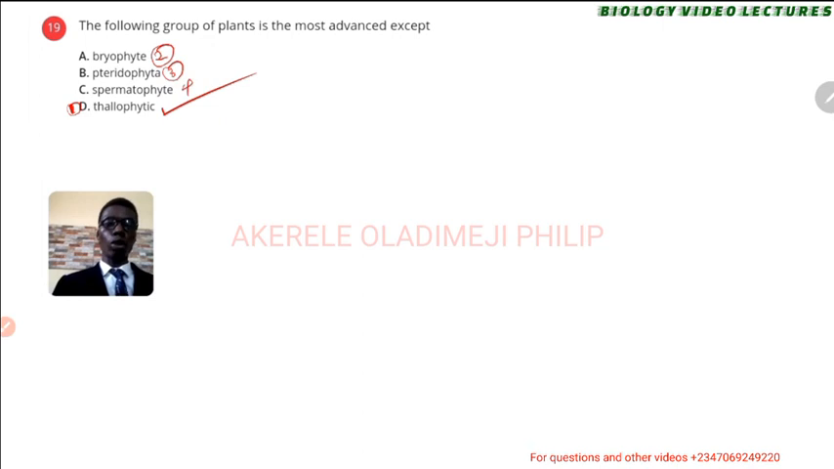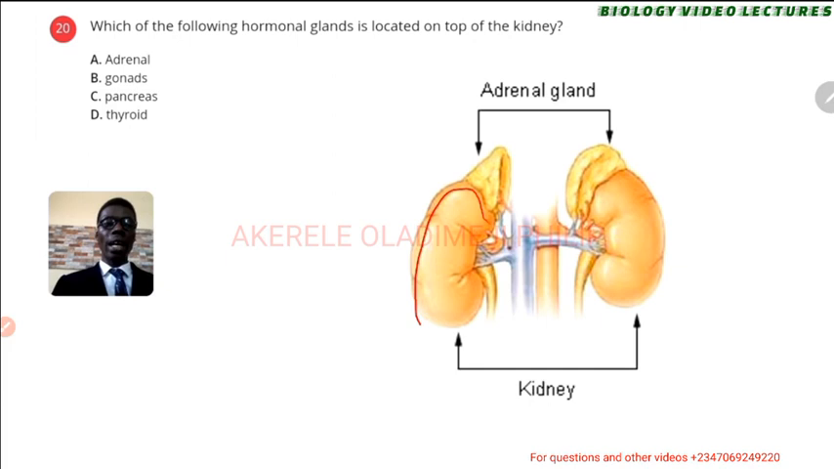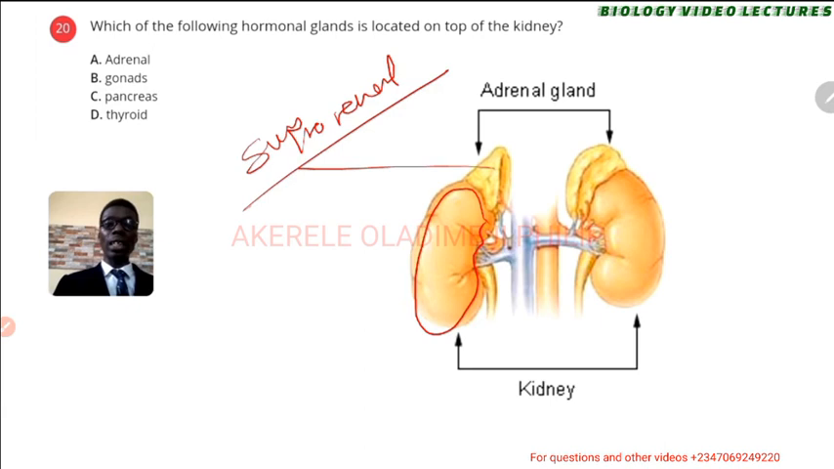Which of the following hormonal glands is located on top of the kidney? If you have seen my other videos from the same past question series, you might have seen this, but I'm going to do that here. This is the kidney, and on top of the kidney is a gland called adrenal gland. The book will call it suprarenal. Supra means above, renal has to do with kidney, basically. So the answer is adrenal gland.